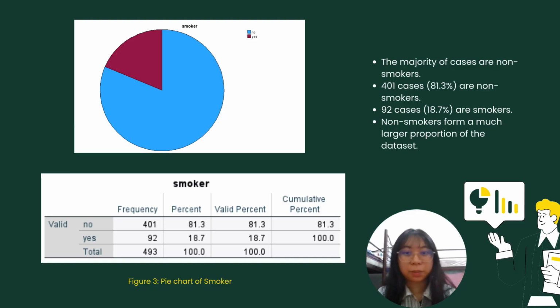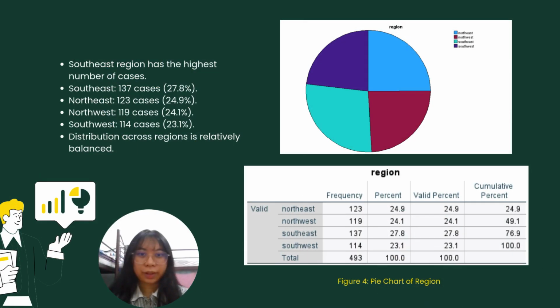Next, figure 3 presents the smoking status of the individuals. The majority of the cases are non-smokers, which accounts for 81.3% of the dataset, while only 18.7% are smokers. This shows that non-smokers form a much larger proportion compared to smokers. Moving on to figure 4, the pie chart illustrates the distribution by region. The Southeast region has the highest percentage with 27.8%, followed by Northeast, Northwest, and Southwest. Overall, the distribution across all regions is relatively balanced.